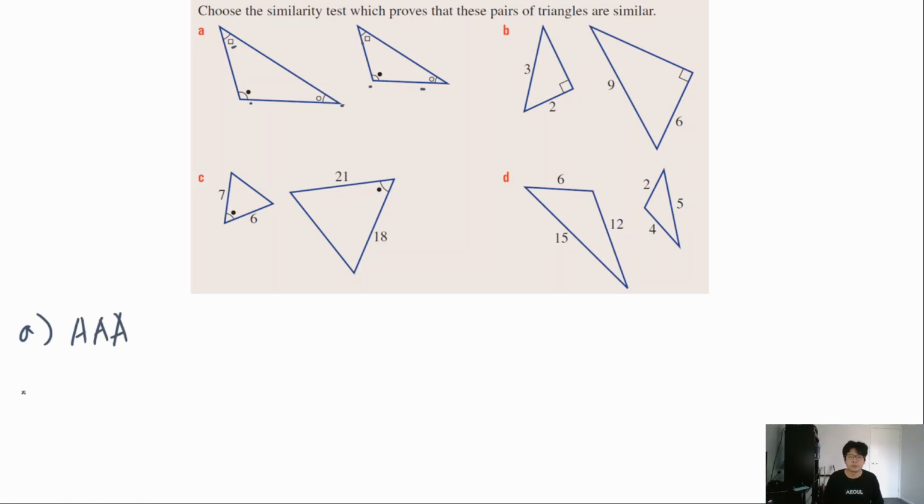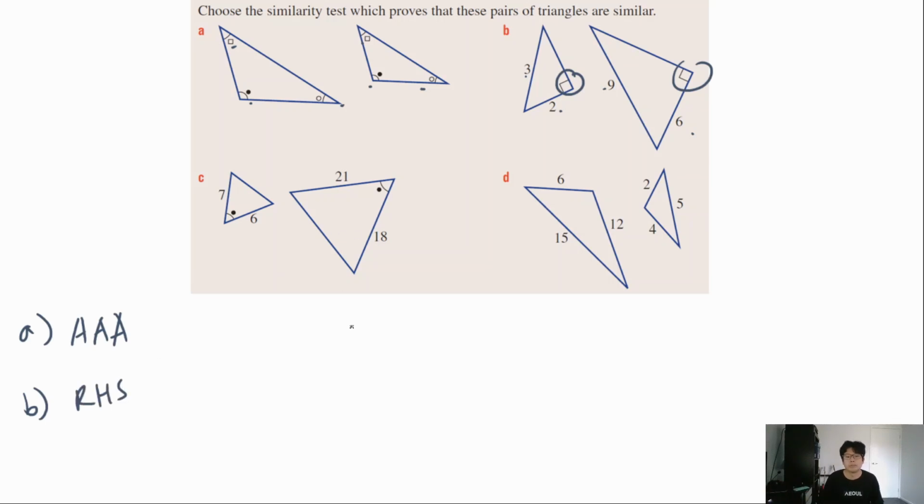Question B, we have a right angle, so we know one angle is the same, and we have two sides. To get from 2 to 6, we'll multiply by 3. To get from 3 to 9, we'll also multiply by 3. So that means they are in the same proportion or ratio. In this case, I've got the right angle that's the same, I've got the hypotenuse that's in the same proportion, and the side that's in the same proportion. So this one will be right angle, hypotenuse, side.